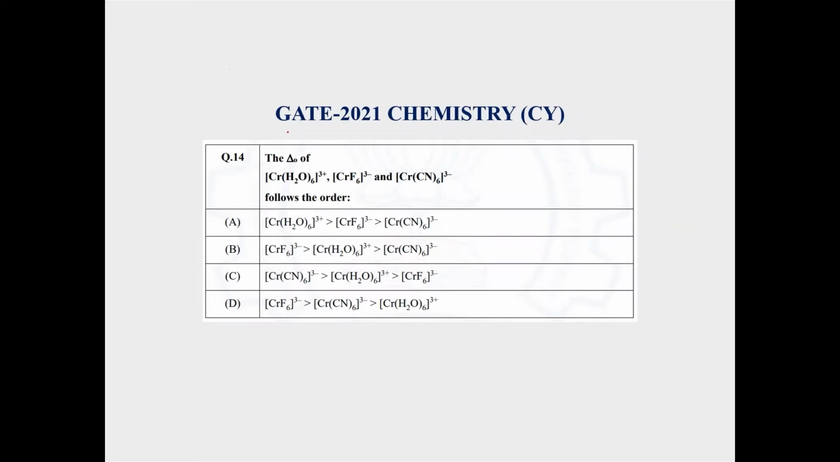Hello everyone, today we will be discussing this question which came in GATE 2021. The question is: the delta O of [Cr(H2O)6]3+, [CrF6]3- and [Cr(CN)6]3- follows the order. So in this question we have been asked to write the order of this delta O for these three given complexes. Here we can see that all three complexes are octahedral species. All of them are octahedral complexes.